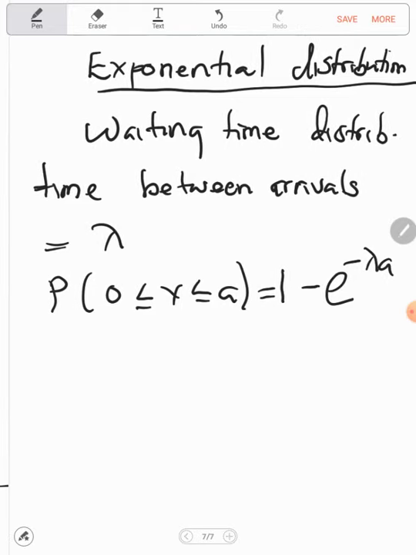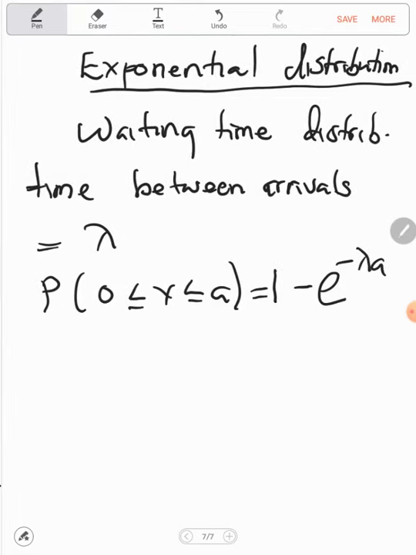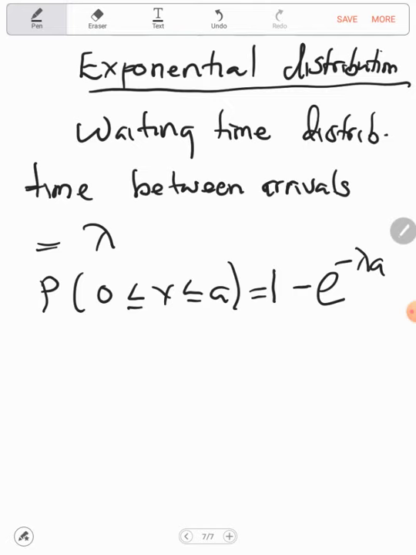And in this case, our lambda there is the time between arrivals, and our a will be given from the question. Remember that the distribution that measures the number of occurrences per time period is the Poisson. But the distribution that measures the time between occurrences is the exponential, with mean time 1 over lambda.